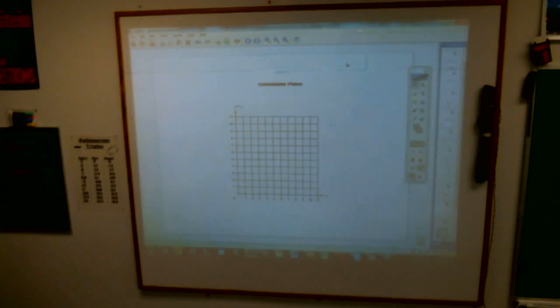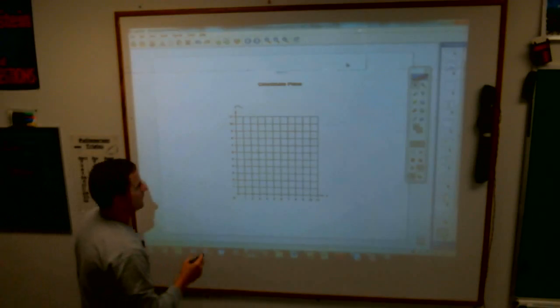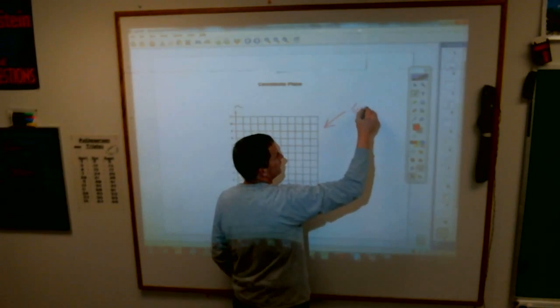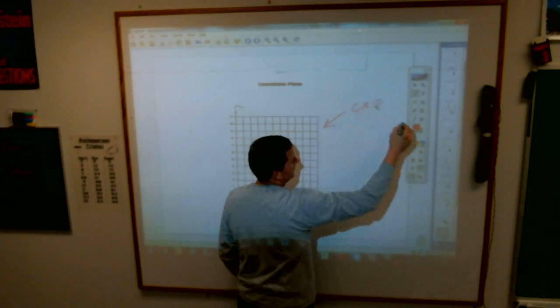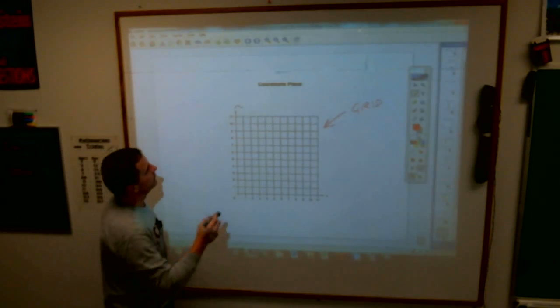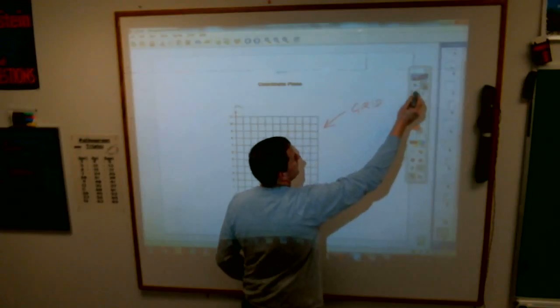Probably done this before. This grid, also known as a grid or whatever you want to call it, is a coordinate plane, and you will see, I'll build this up a little bit bigger.